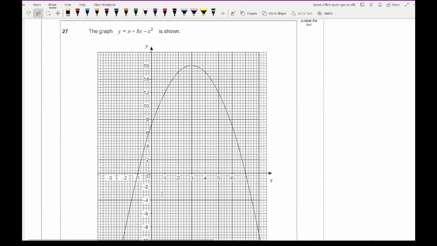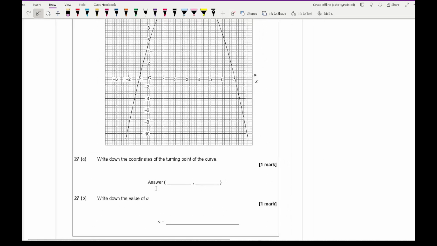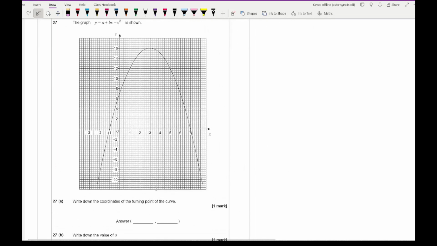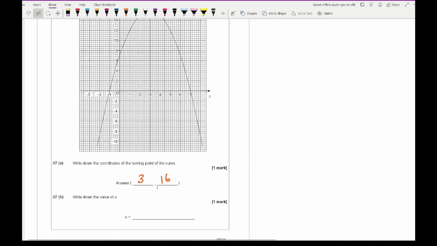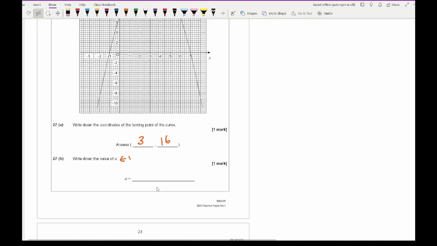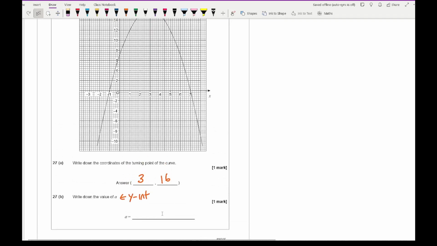Then moving on to question 27, it says the graph y equals bx minus x squared is shown, and it says write down the coordinates of the turning point of the curve. Well, the turning point is at this point here, and the coordinate for that is 3, 16. It then says work out the value of a. Well, a is basically where it crosses the y-intercept, and this curve crosses the y-axis at 7. So a equals positive 7.